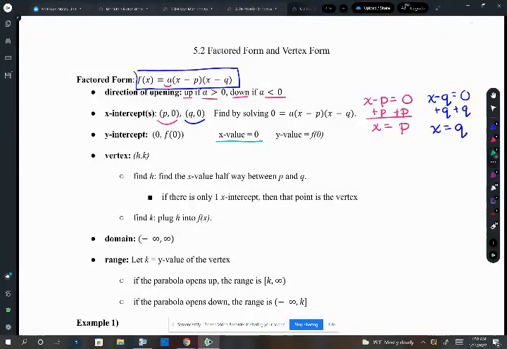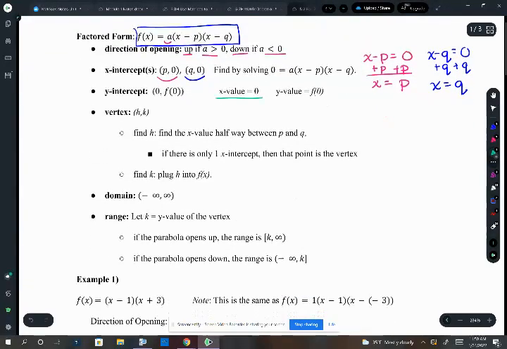Our vertex then is our (h, k). So remember, the way we found it before was we did the negative b over 2a. When it's in factored form, we can't do that. And so what we're going to do instead is find the halfway mark between p and q. So we're going to have a value of p, we're going to have a value of q, and what we want to do is figure out what the halfway mark is. Okay, so these are my two values. We want to know what's the middle piece. So what's the halfway mark?